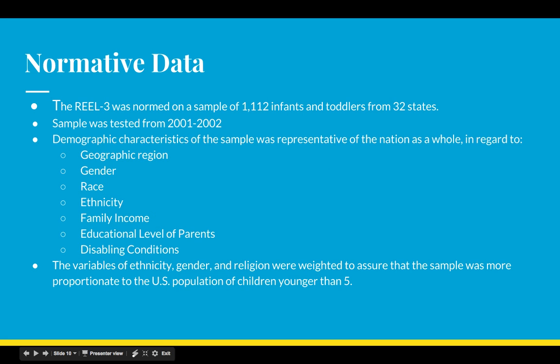The REEL-3 is normed on a sample of 1,112 infants and toddlers from 32 states across the U.S. This sample was tested from 2001 to 2002. Demographic characteristics of the sample were representative of the nation as a whole in regards to geographic region, gender, race, ethnicity, family income, educational level of parents, and disabling conditions. The variables of ethnicity, gender, and religion were weighted to assure that the sample was more proportionate to the U.S. population of children younger than 5.